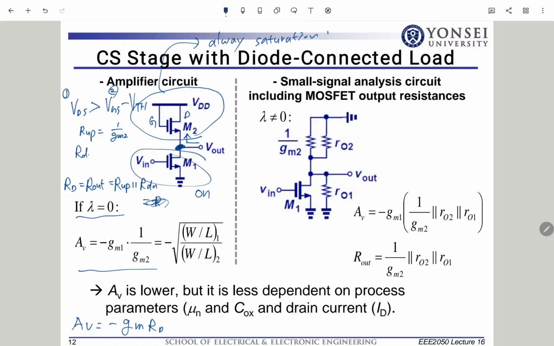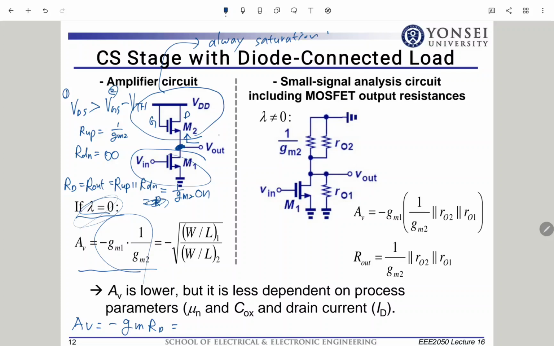What is R down? You tell me, without channel length modulation. It is infinite! Therefore, what is RD? 1 over gm2. Great. 1 over gm2, right? Therefore, the voltage gain becomes these expressions: negative gm1 times 1 over gm2.